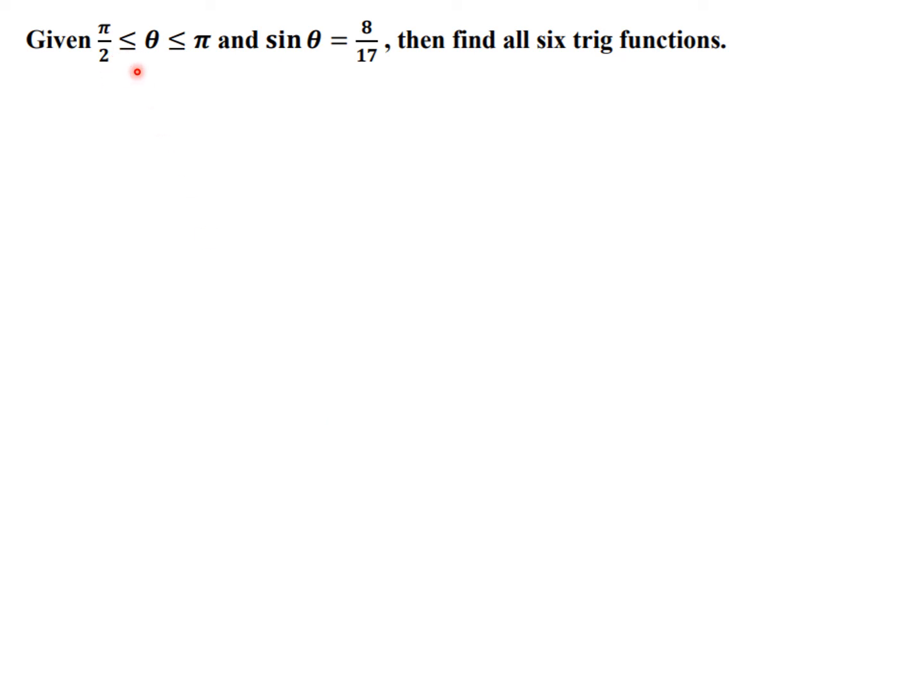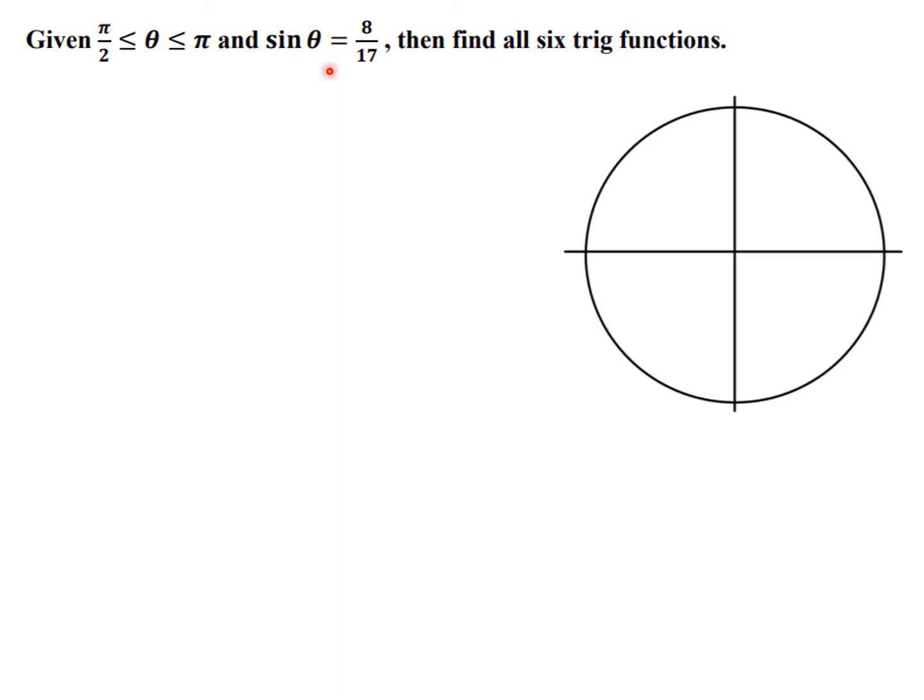Given that theta is between pi over 2 and pi, and the sine is 8 over 17, we want to find all 6 trig functions. Well, we already found one. We really have to just find the other 5, right? So I want to put in a unit circle. And pi over 2 is up here, pi is over here. So we know that we're going to be in the second quadrant, okay? So I'm just going to sketch in a reference triangle with an angle of theta.